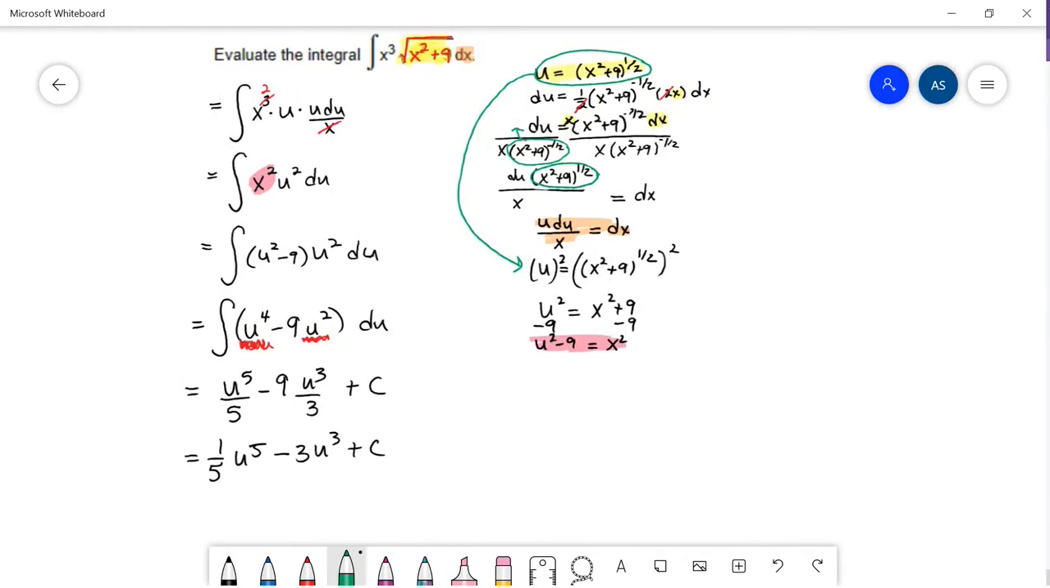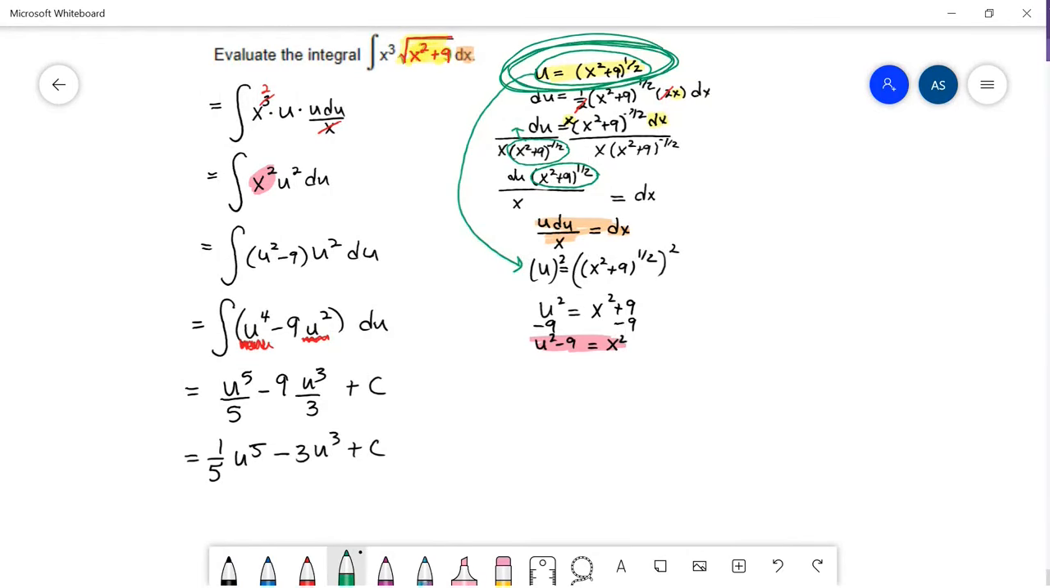And one last thing to do here, we need to bring back the original variable. When we bring back the original variable, we're going to be using that original substitution. So this becomes 1/5 times x squared plus 9 to the 1/2, and then all of that is raised to the 5th power, minus 3 times x squared plus 9 to the 1/2 power, and then all of that is raised to the 3rd power, plus c.